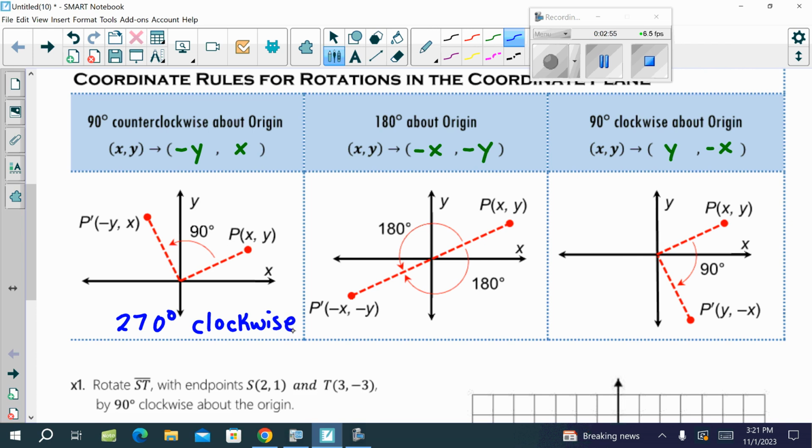Okay, 180 is the exact same degree either direction you go, so that's why we don't have direction on 180. So then a 90-degree clockwise to the right would be how many degrees counterclockwise? 270. So we can also call this a 270-degree counterclockwise rotation. Okay, so you need to be able to identify the rotation as a 90 or a 270 in the correct direction. All right.